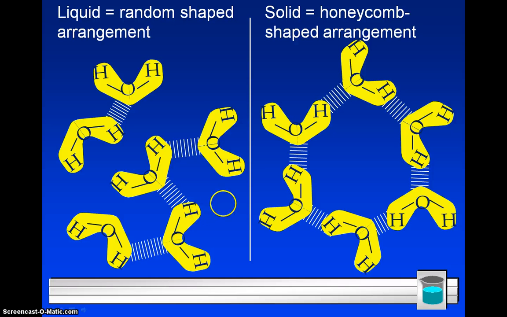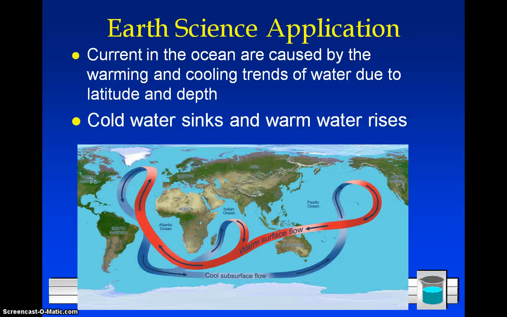So if we see here, the water molecules are randomly moving around, and those hydrogen bonds are forming and breaking, and that's what allows it to flow. But as soon as it solidifies, those hydrogen bonds get stuck, and because of the bent shape, we make this honeycomb pattern, and that's why water expands.